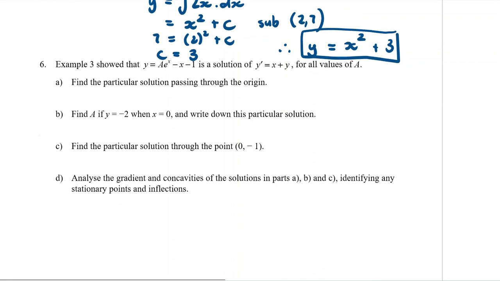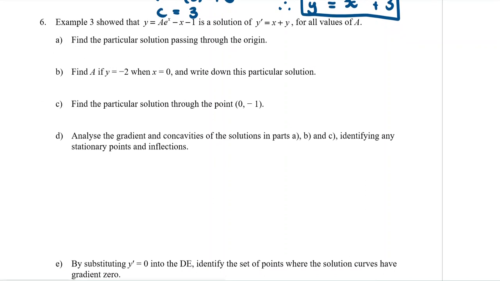Question 6. Example 3 showed that y equals ae to the x minus 1 is a solution to y dash equals x plus y. We remember that equation, hopefully, for all values of a. So we want to do a few more things. Find a particular solution passing through the origin. Okay, so if we already know what the equation for y equals there, we can just sub the origin, which is 0, 0, into the equation that I'm highlighting there in yellow. Okay, and we'll be able to find out what capital A is equal to.